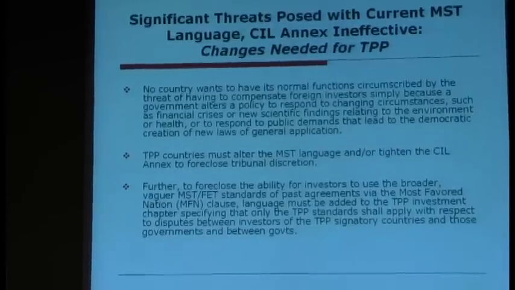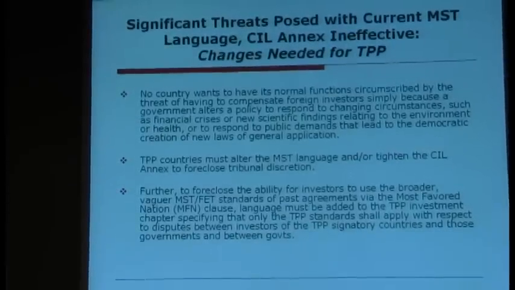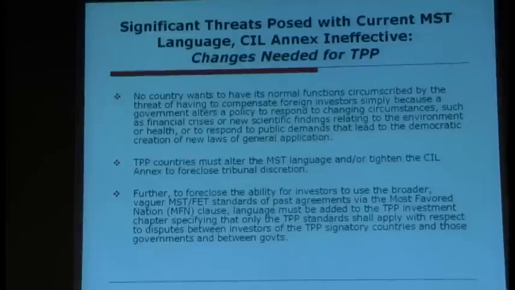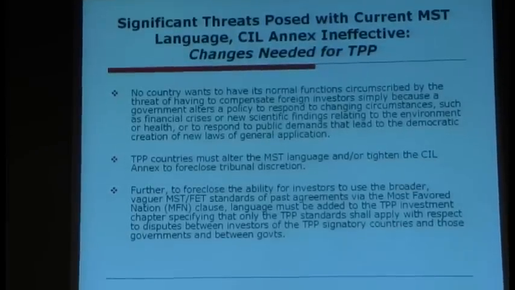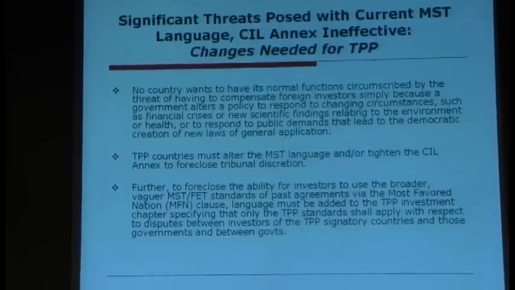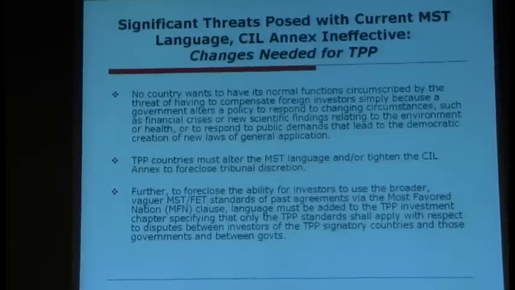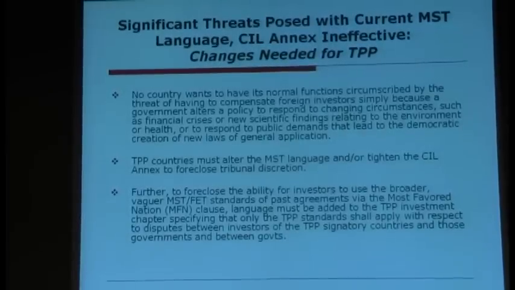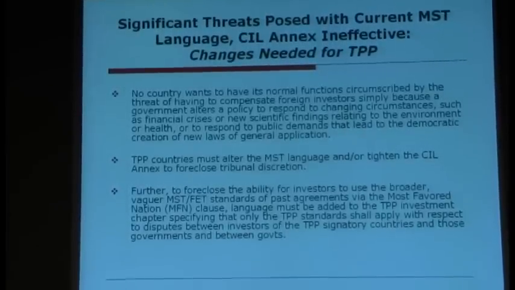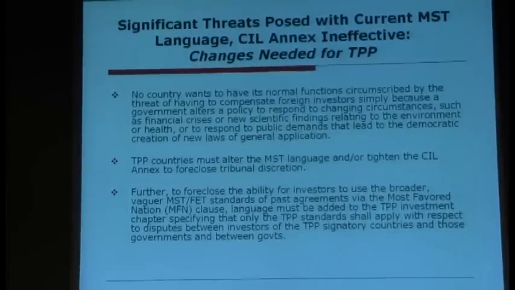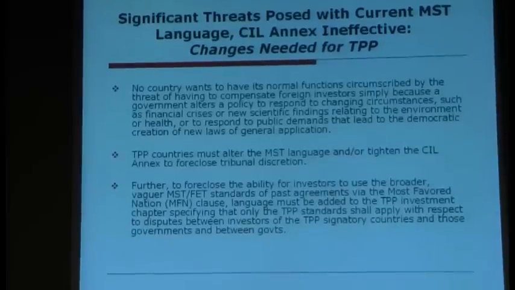And so I would advocate respectfully that negotiators consider altering the MST language with respect to FET, and or, I would say also, tighten the CIL Annex to foreclose this kind of discretion. And again, prior to this CAFTA case, we didn't know. We could hope that the Annex had fixed the problem. But we know now, at least, it's not actually fixed.